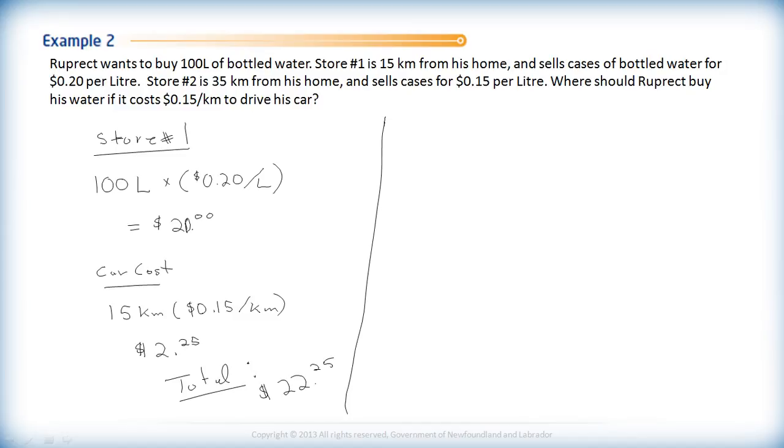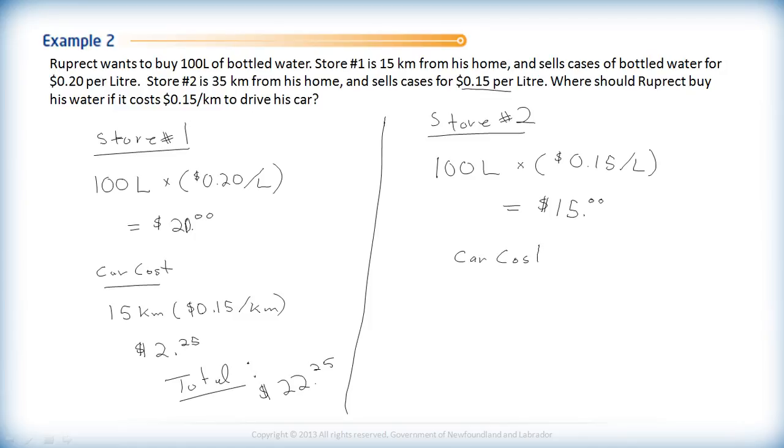Crazy, isn't it? Okay, store number 2. Again, it's 100 liters multiplied by the rate. And for store number 2, the rate is 15 cents per liter. So we're multiplying by 0.15 per liter. So that's going to be $15. Okay, so it's obviously cheaper just to buy the water. But if the extra distance makes up enough, I think we're going to have to go with the other one. I don't know. How much is this going to cost?